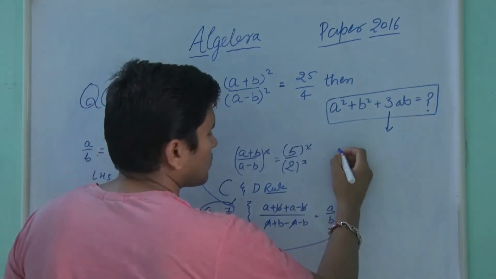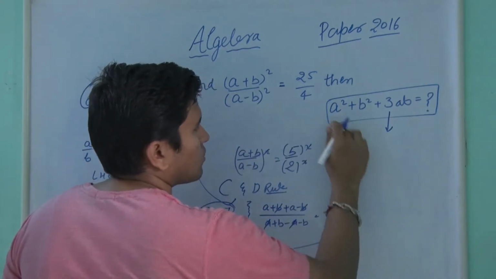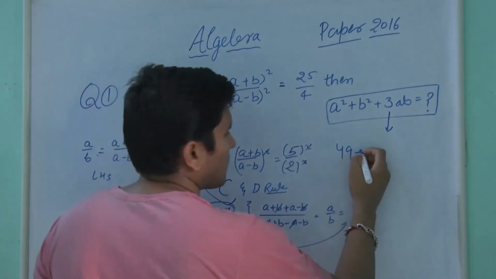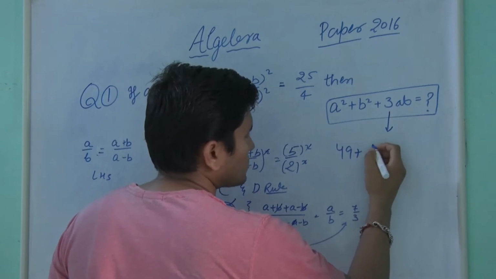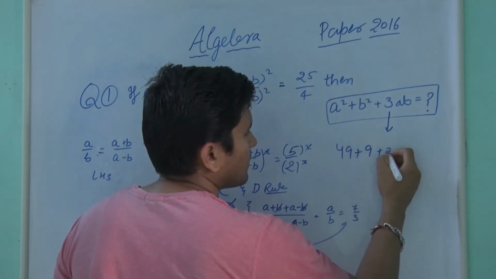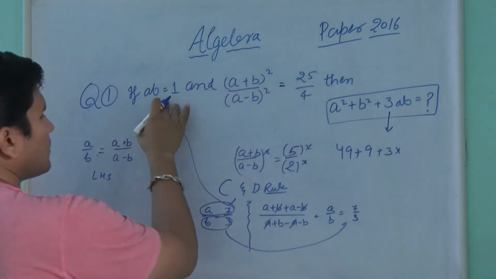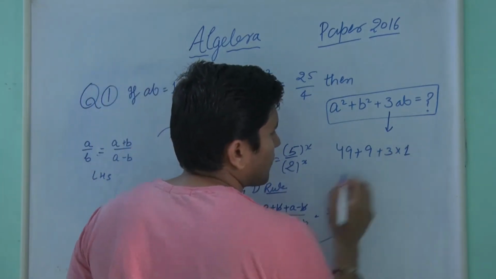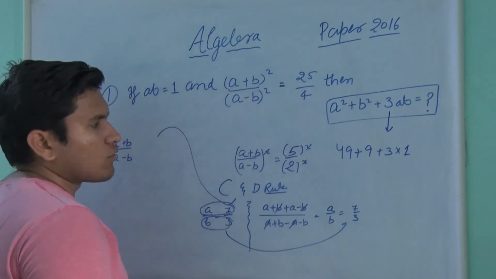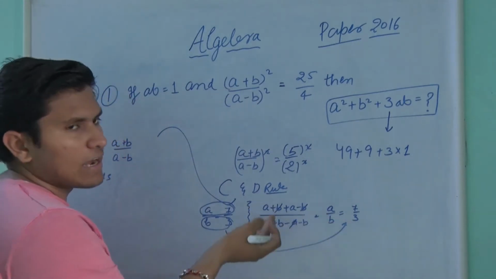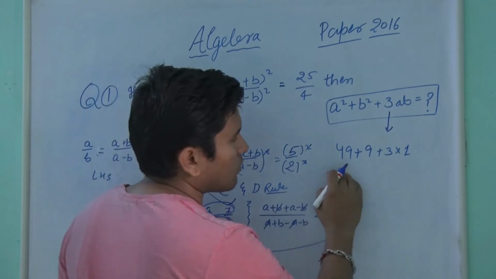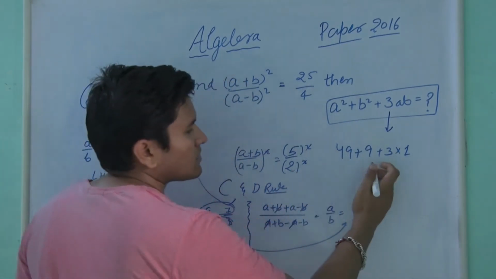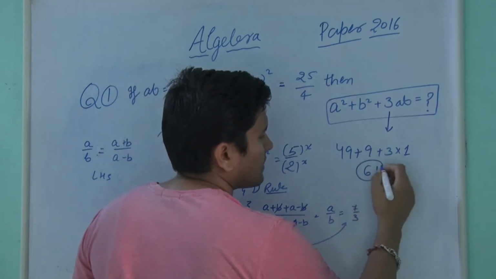By putting the values, A is 7, so 7 square is 49, plus B square, 3 square is 9, plus 3 into a into b, which is given as 1. Now you can easily calculate the things. 49 plus 9 is 58, 58 plus 3 is 61. That is the answer.